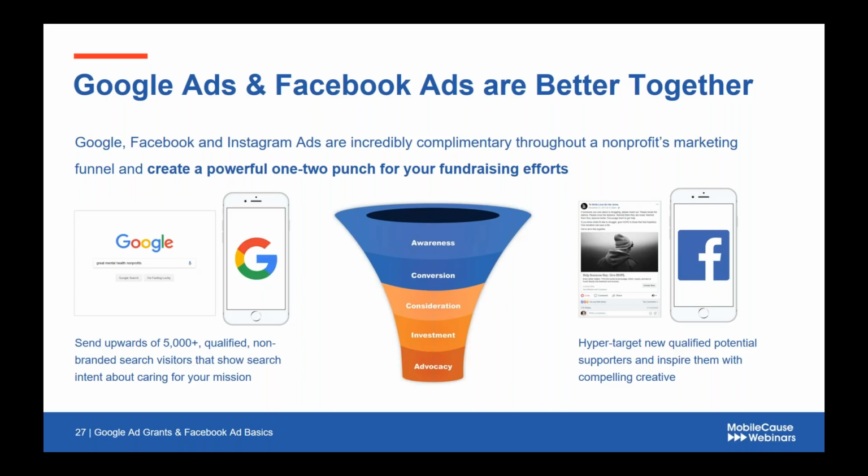And in 2018, people's attention is on Google, Facebook, and Instagram, period. And the best nonprofit marketers are doing everything we can to really show up on these platforms as much as possible. Because it's amazing that Google gives us this $10,000 per month gift. It's a powerful way to get on the first page. There's really no better way to send thousands of qualified visitors to our site. And they have that search intent. They search something that really indicates that they care about our mission.